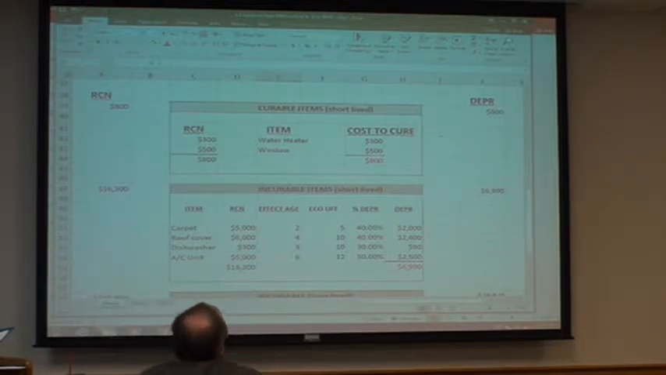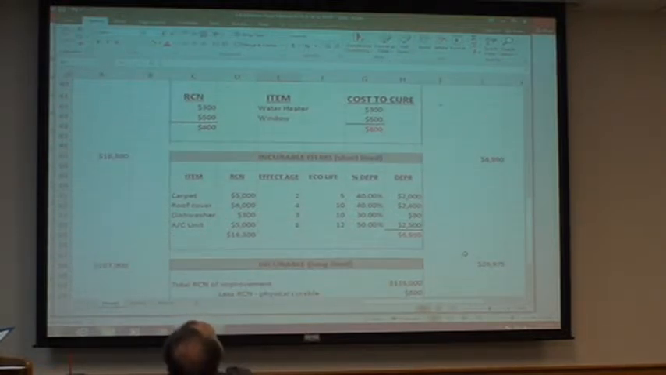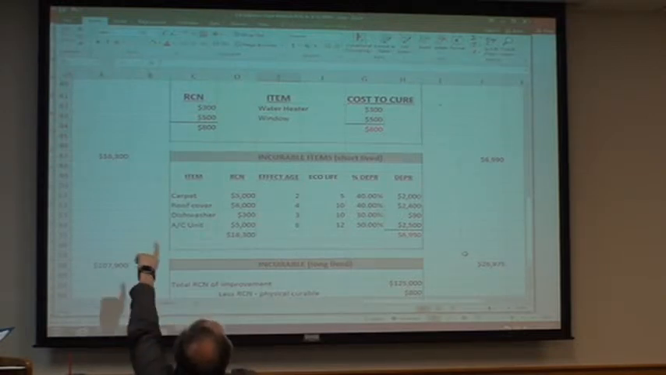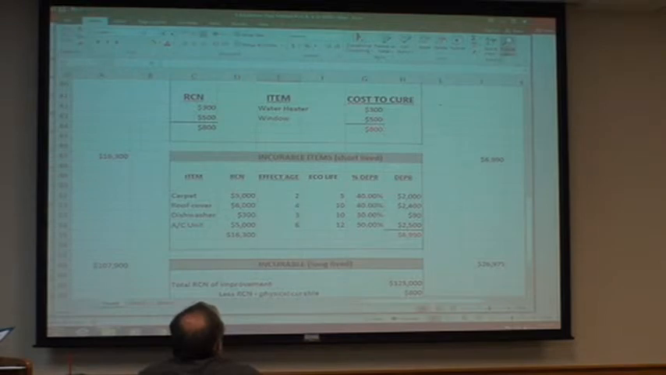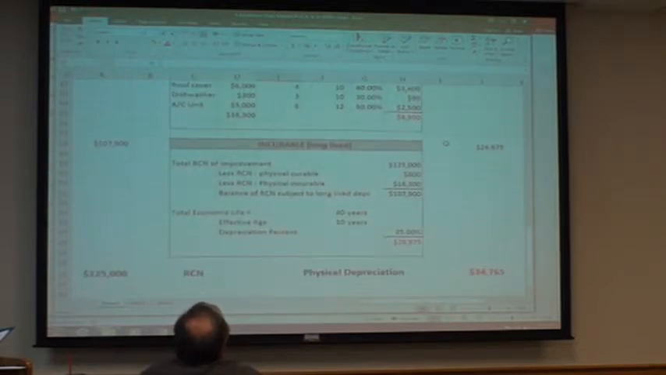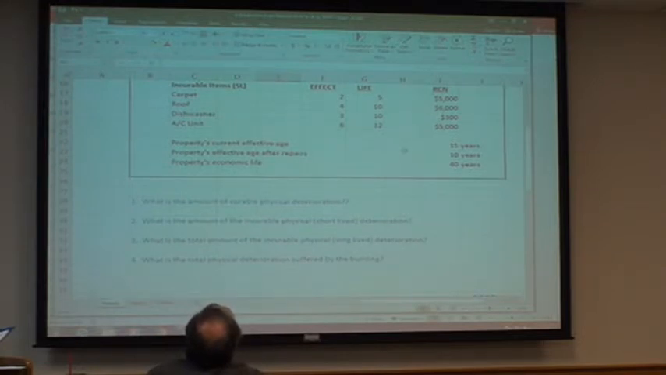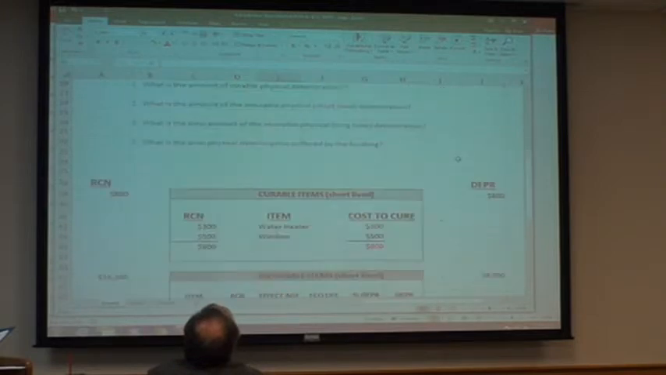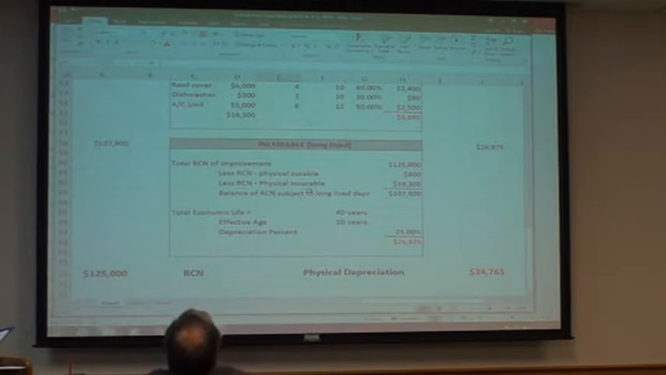Our incurable items in short-lived are going to accumulate a depreciation of $6,990. It's also going to make up 16.3 of our RCN over here on the left side. $6,990, incurable short-lived. Incurable long-lived, it tells us up here somewhere, I think. Current effective age is 15. Effective age after repairs changes to 10. So we're going to use a 10 for our calculation down here of our incurable long-lived.